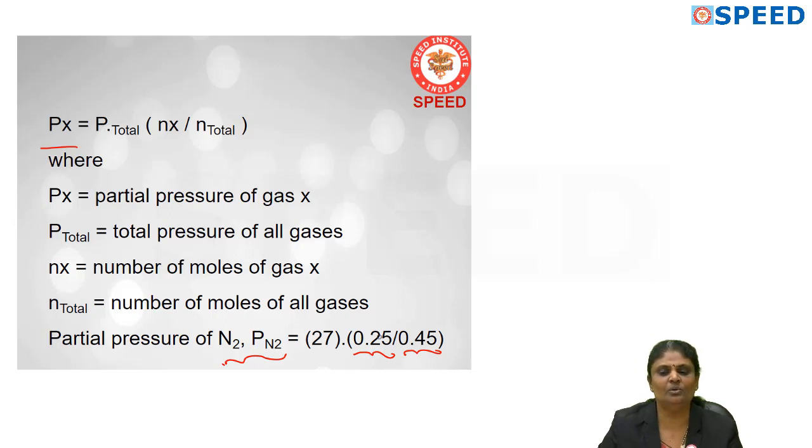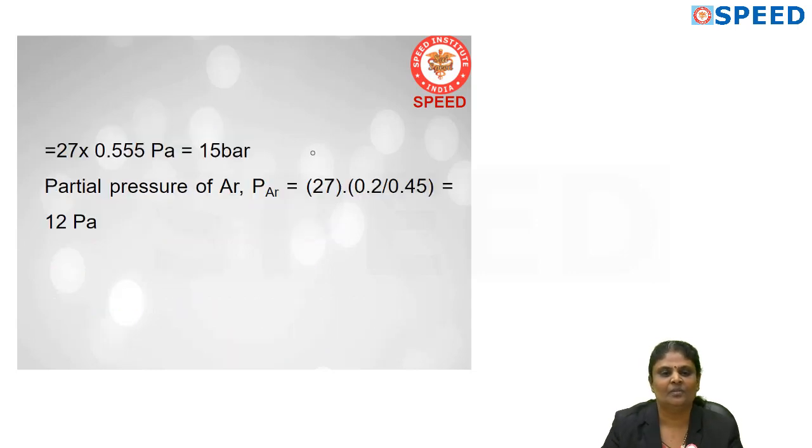Okay, so you have to divide 0.25 by 0.45 and then multiply the result with this 27, and you get the answer. So 27, that division product is 0.55. So you get the answer 15 bar. So 15 is the correct answer. If argon, the partial pressure of argon is 12 bar. So this is also 12 bar.